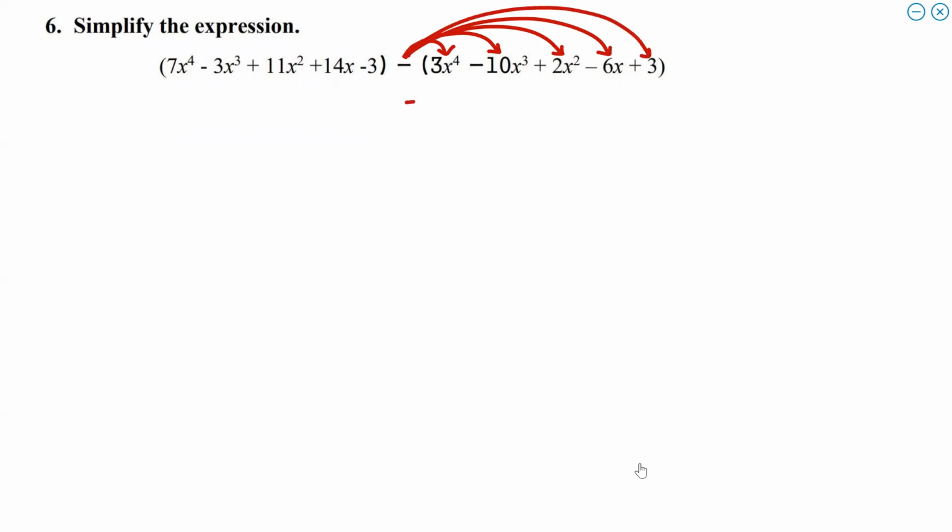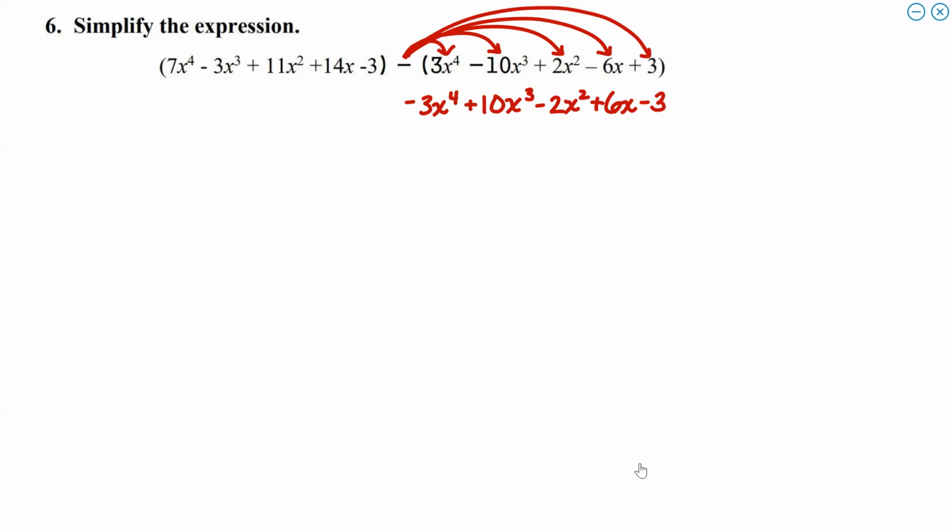So I'm going to have a negative 3x to the 4th plus 10x cubed minus 2x squared plus 6x minus 3. I only distribute to what comes behind the subtraction because I'm subtracting all the things that come after it.